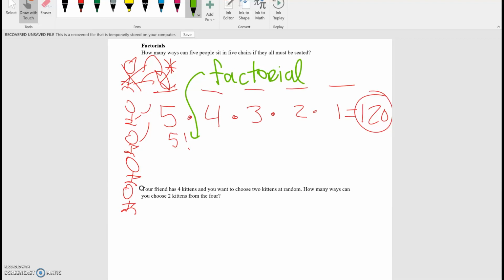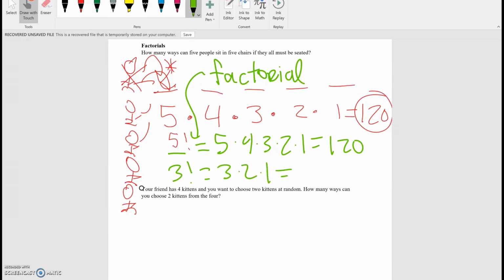Basically, what a factorial does is it multiplies the number by the number itself decreased by 1. So 5 times 4 times 3 times 2 times 1, which gives us 120. Okay, so let's say I wanted to know what 3 factorial is. Well, 3 factorial is just 3 times 2 times 1. I multiply these numbers together and I get 6.